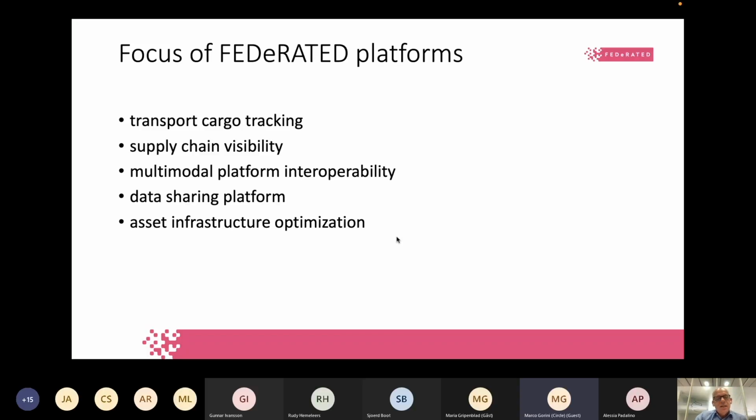The next thing, and it kind of links to the previous one, is that a lot of the living labs are implementing data sharing platforms. And then one that not everybody had, but many, is around asset infrastructure optimization. And just to be clear, I didn't pick these out because I thought they looked nice. This is literally an analysis of the text that we produced together. And I think it's pretty representative.